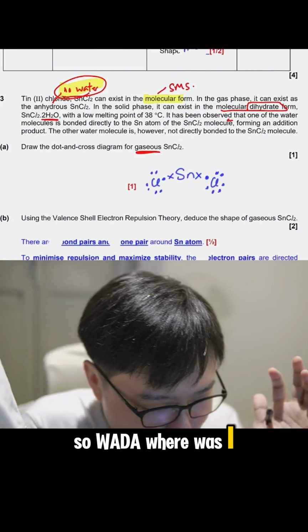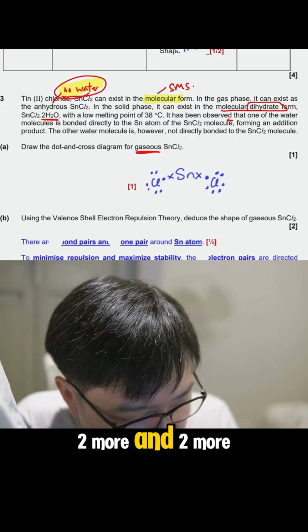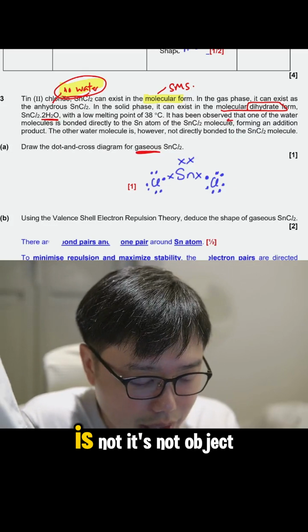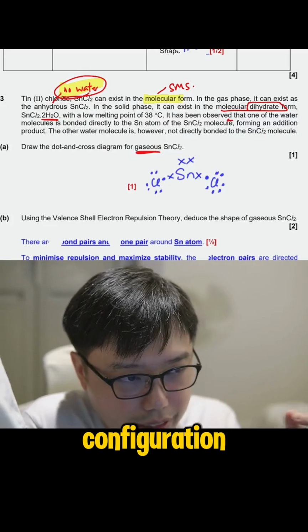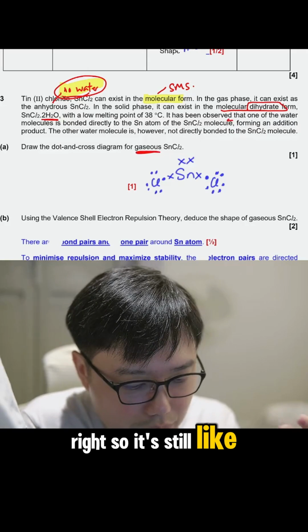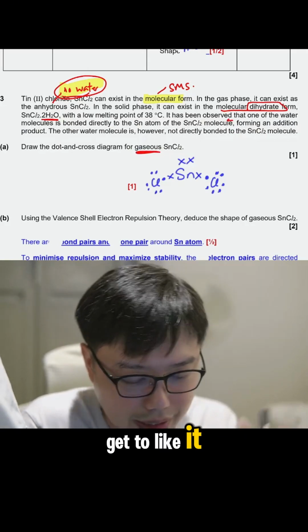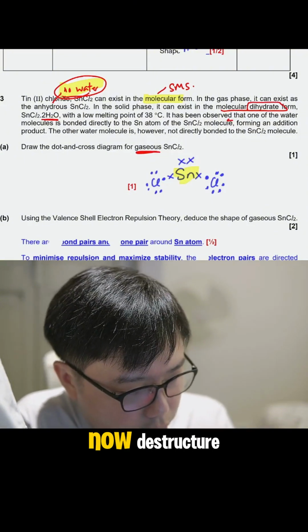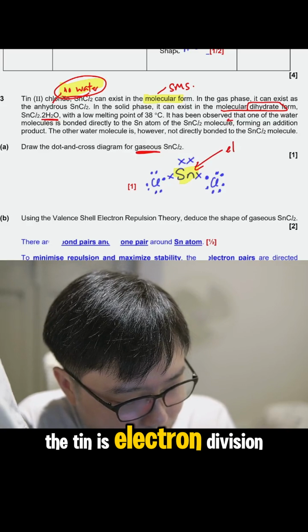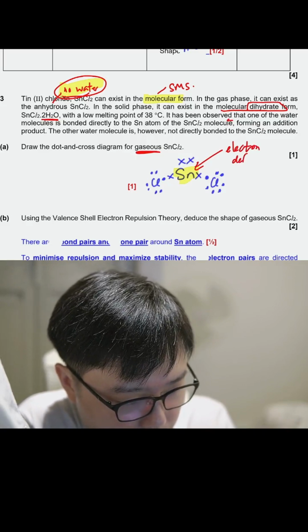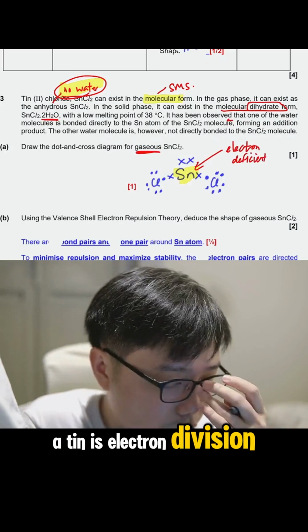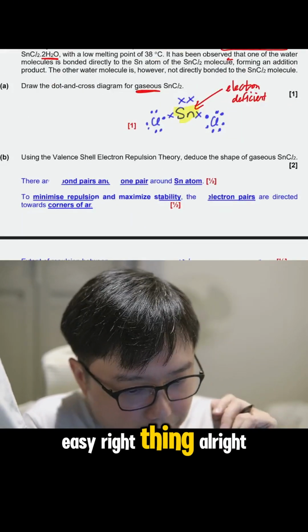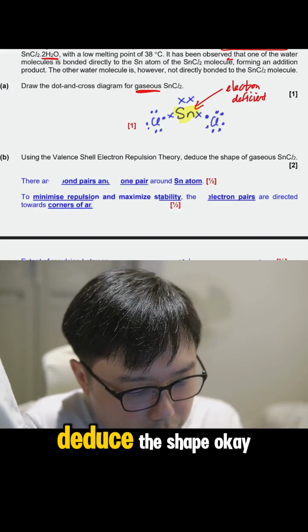Okay, so wait, where was I? Tin still has 2 more electrons, right? 1, 2. So you can see from the dot and cross that the tin is not in octet configuration. It's still lacking 2 electrons to get to 8. So do take note, as of now, in this structure the tin is electron deficient. Dot and cross is easy, right? For tin chloride, using VSEPR theory, deduce the shape.